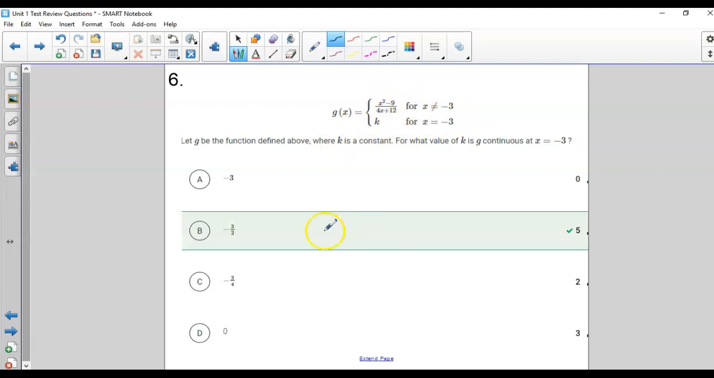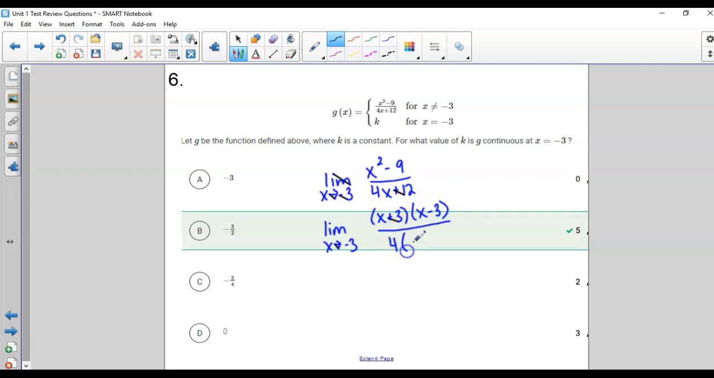So what we would do here is we need to find the limit as x approaches negative 3 of x squared minus 9 over 4x plus 12. And whenever we do that, we'll do the limit as x approaches negative 3. We will factor the top into x plus 3 times x minus 3. And the bottom, we can just factor out a 4. So we'll have 4 times x plus 3. And these x plus 3's right here will cancel.